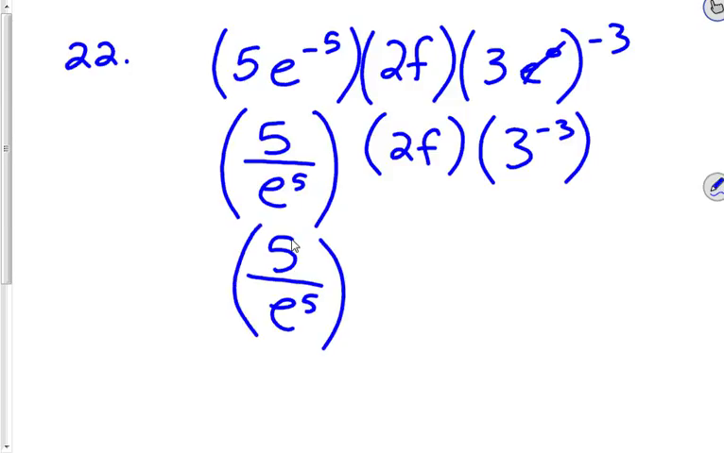Now notice how, again, I'm writing that 2f up in line with the 5 like that, because I'm going to end up multiplying. Right? I recognize that that's really like 2f over 1. And now this is going to become 1 over 3 cubed. Well, 3 cubed is 27, so I'm just going to make that 1 over 27.